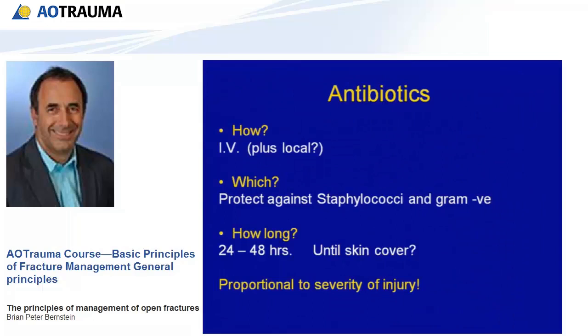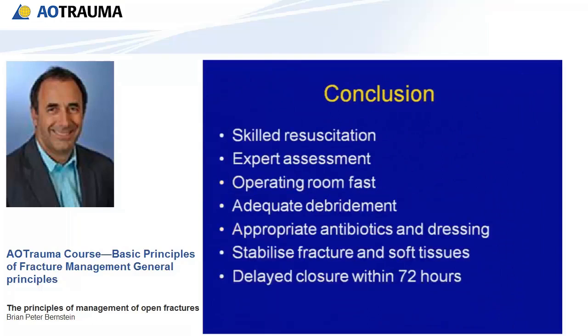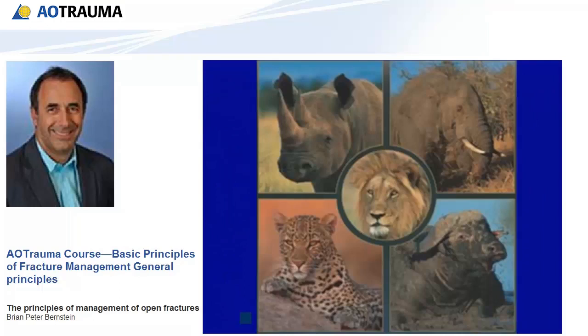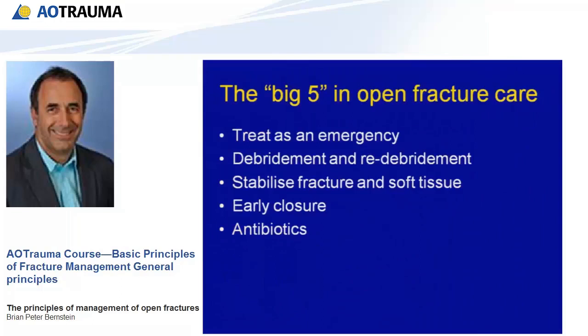So, in conclusion, this is what you wrote down in the beginning. You want skilled resuscitation, expert assessment. You want to get your patients to the operating room fast. You want adequate debridement, the appropriate antibiotics, and the appropriate dressing. You want to stabilize both the fracture and the soft tissue, and, if possible, get delayed closure within 72 hours. And if you remember the big 5 of your safari, that I hope more of you are going to go on sometime next year, you will remember the big 5 of open fracture management: treat as an emergency, debridement, stabilization, early closure, and the use of antibiotics.